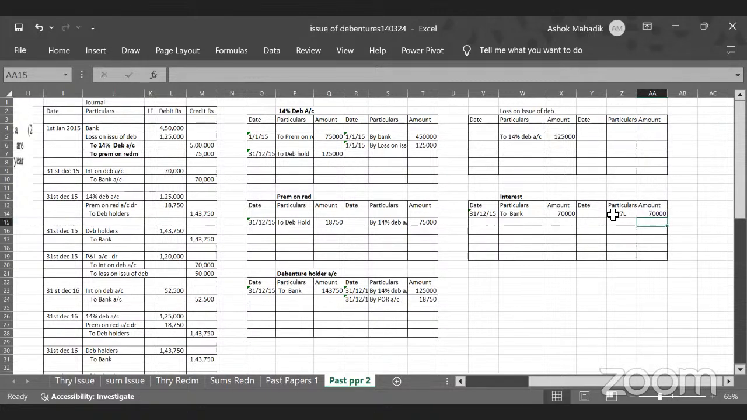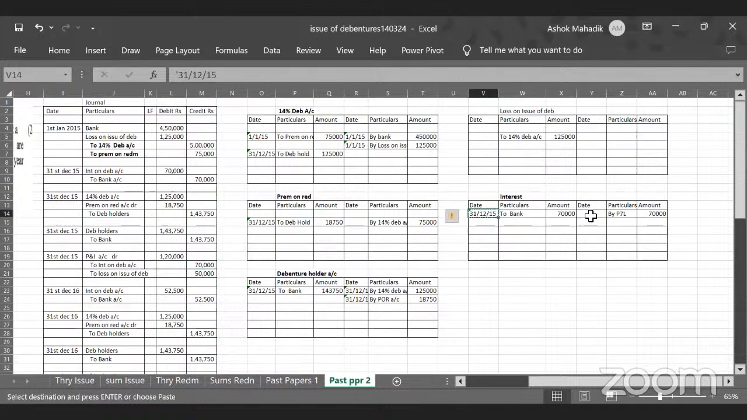Okay, that PNL amount is including loss also. So just write what is against that account. In interest on debenture, just write amount against interest on debenture. In next account, it is loss on issue. Just write by PNL. First, let me copy the dates.